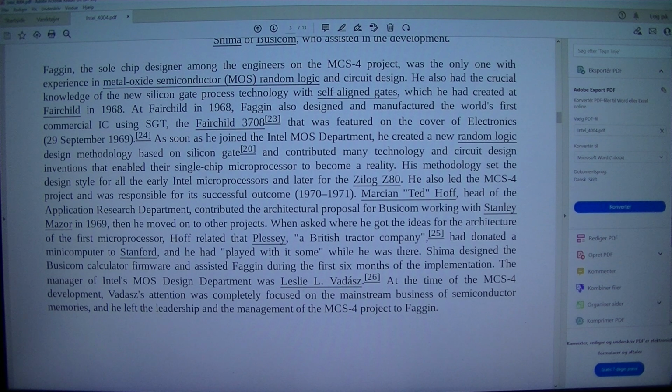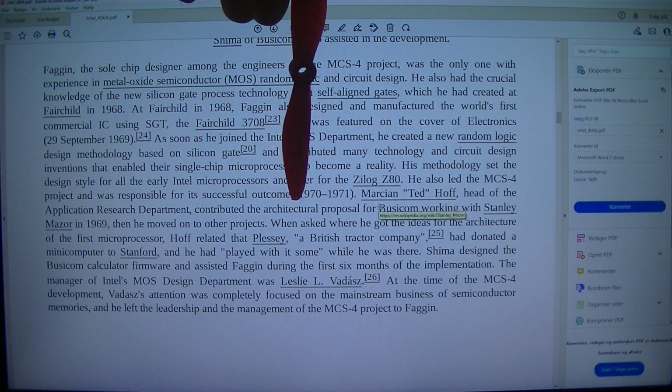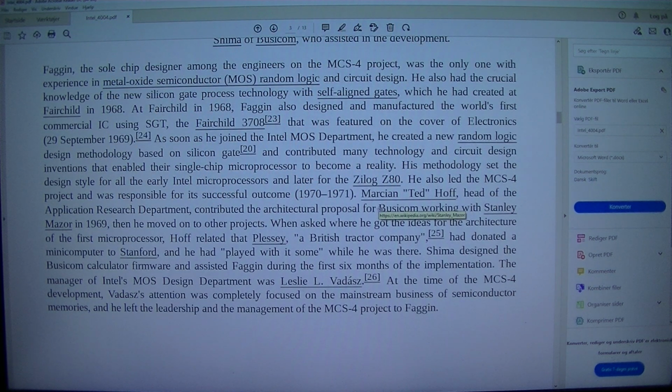His methodology set their design style for all the early Intel microprocessors and later for the Zilog Z80. He also led the MCS-4 project and was responsible for its successful outcome, 1970-1971. Marcian Ted Hoff, head of the Application Research Department, contributed the architectural proposal for Busicom, working with Stanley Mazor in 1969, then he moved on to other projects.